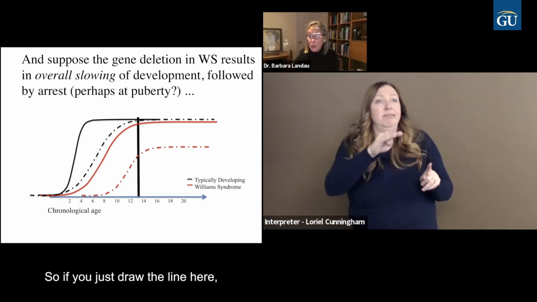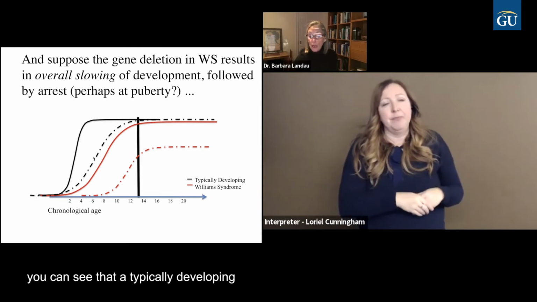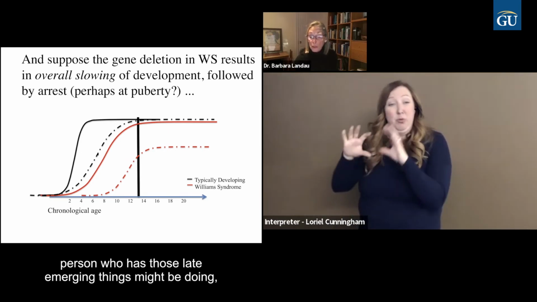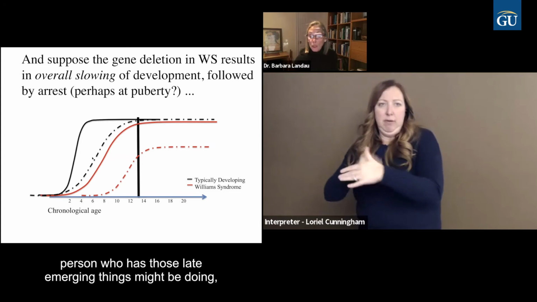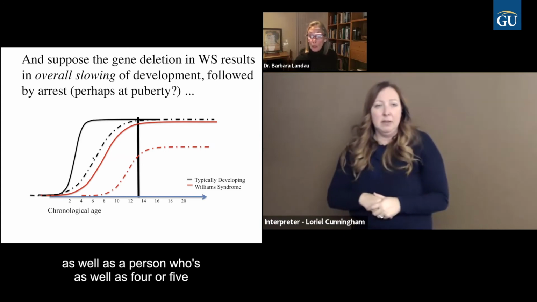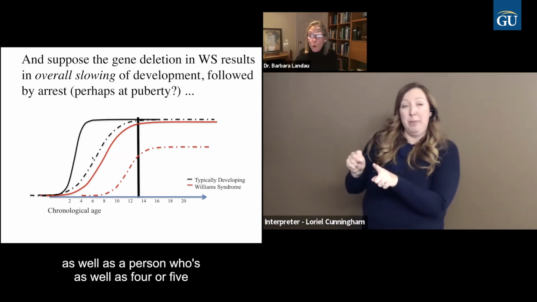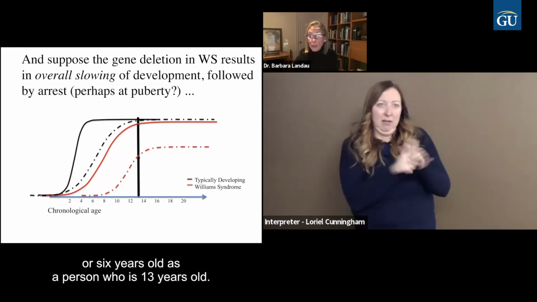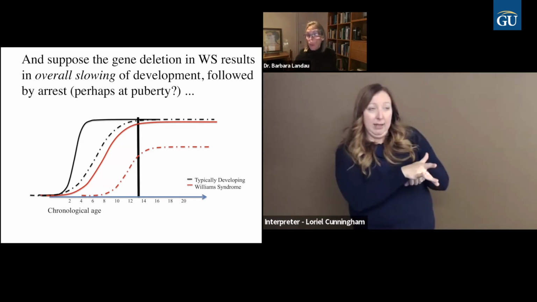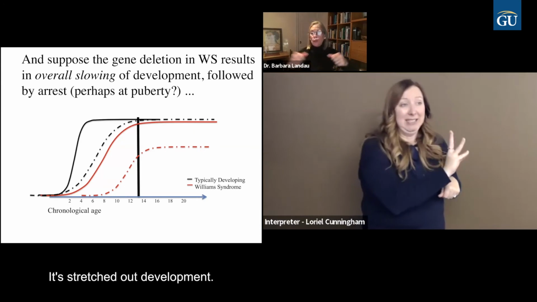developing things. So if you just draw the line here, you can see that a typically developing person who has those late emerging things might be doing as well at 4 or 5 or 6 years old as a person who is 13 years old. So that's the hypothesis. It's stretched out development.